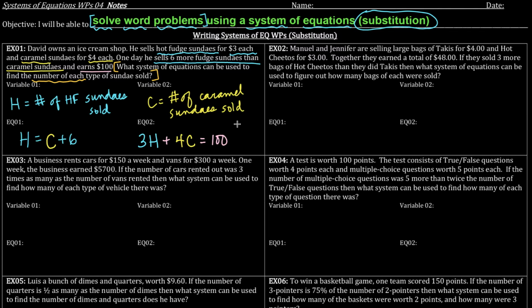All right, example number 2. Manny and Jennifer are selling bags of Takis for $4 and hot Cheetos for $3. Together they earn a total of $48. If they sold 3 more bags of hot Cheetos than they did Takis, then what system of equations can be used to find out how many bags of each were sold?